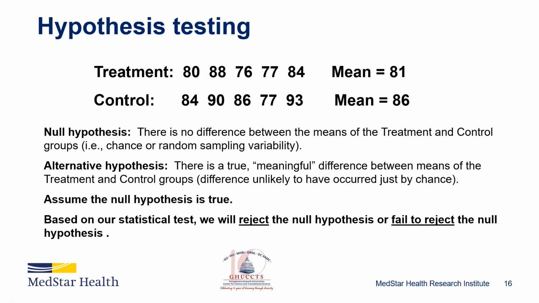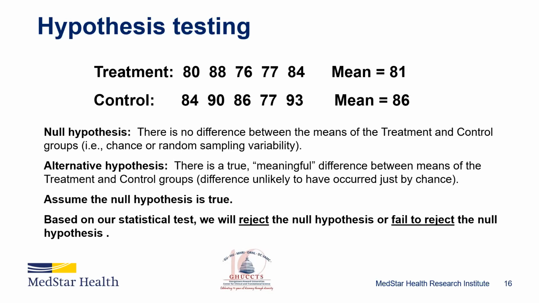And so when we do statistical hypothesis testing, we make a statement of two different hypotheses, the null hypothesis and the alternative hypothesis. And so obviously it's the alternative hypothesis that we're interested in proving, although we don't actually prove anything. But our null hypothesis then is that there's no difference between the means of the treatment and control group. In other words, this difference of 5 here occurred just because of random sampling variability.